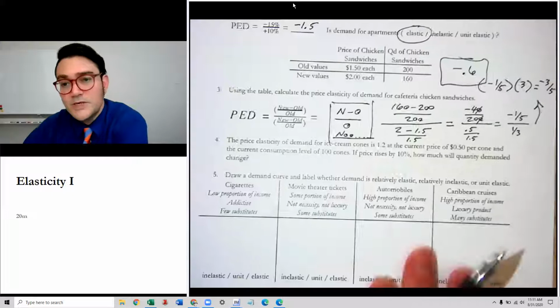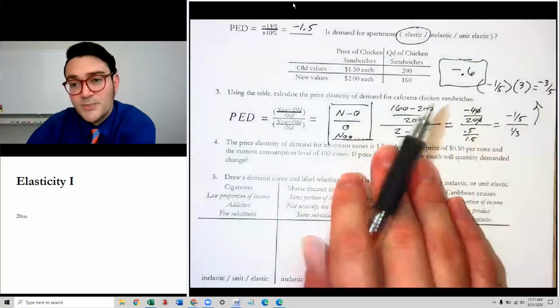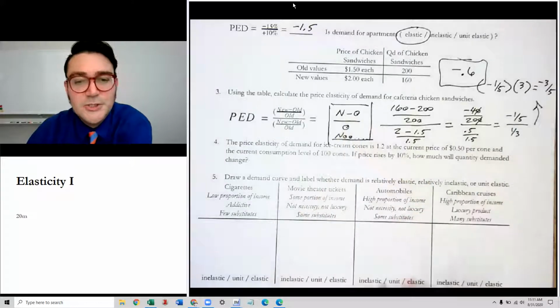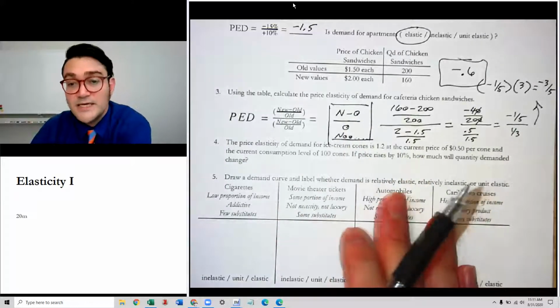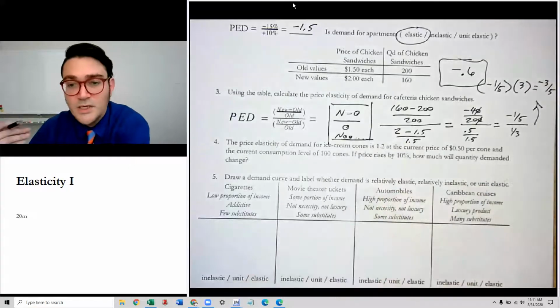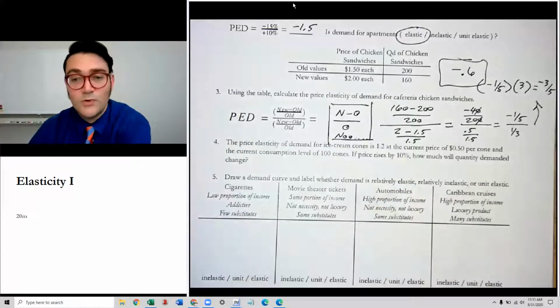Okay. So that was a long explanation, but hopefully you picked up on some of the tips that I put in there, like put the dollars in the denominator and how to do percent change. Price elasticity of demand of ice cream is 1.2 at the current price of 50 cents. Current consumption is 100. If price goes up by 10%, how much will quantity demanded change?